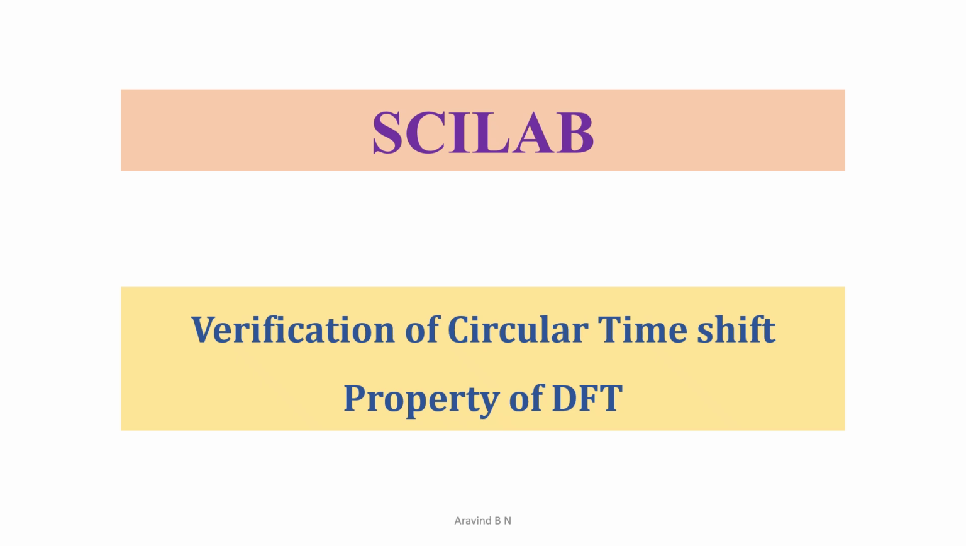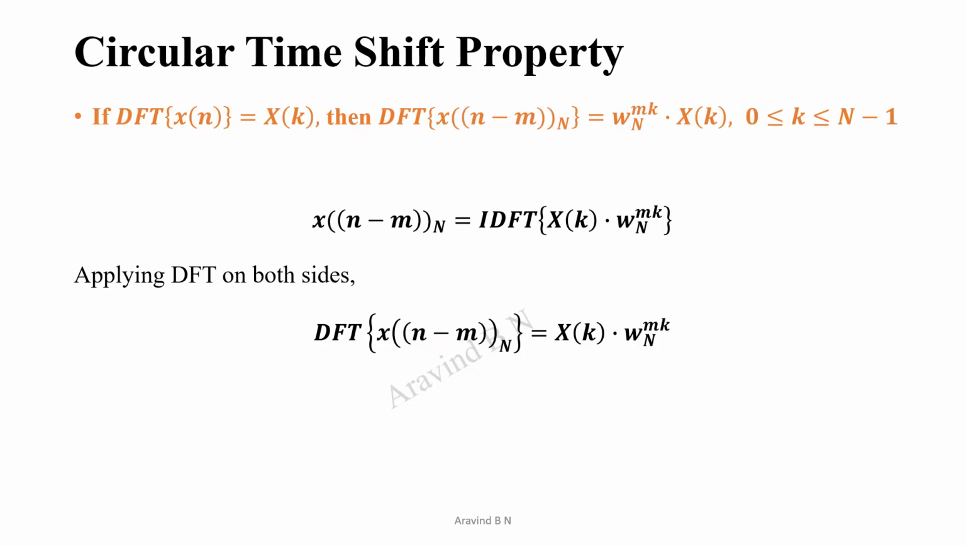In this session, we are going to understand the verification of the circular time shift property of DFT using Scilab. Now let us go through the statement. If the DFT of x(n) is equal to X(k), then the DFT of x(n minus m) with respect to n will be equal to omega_N^(mk) into X(k), for all values of k ranging from 0 to N minus 1.